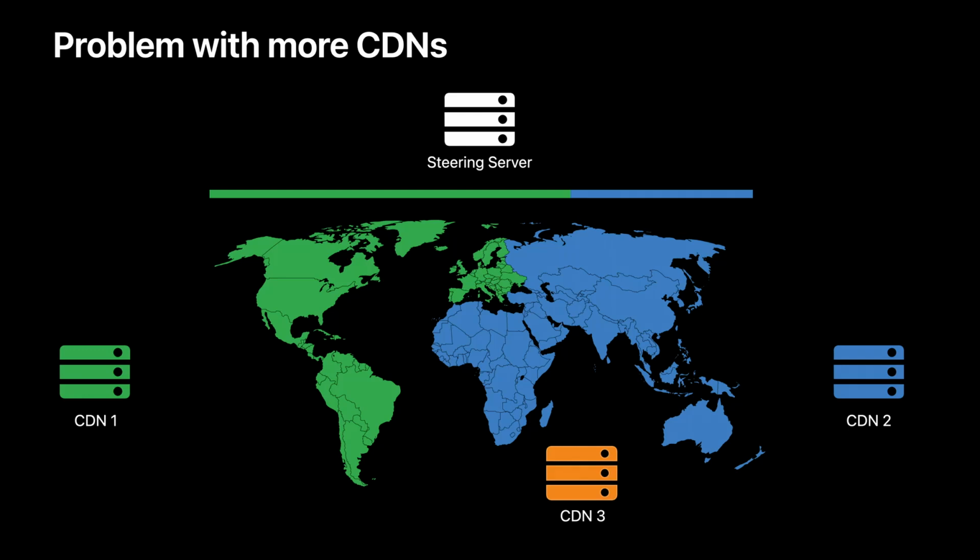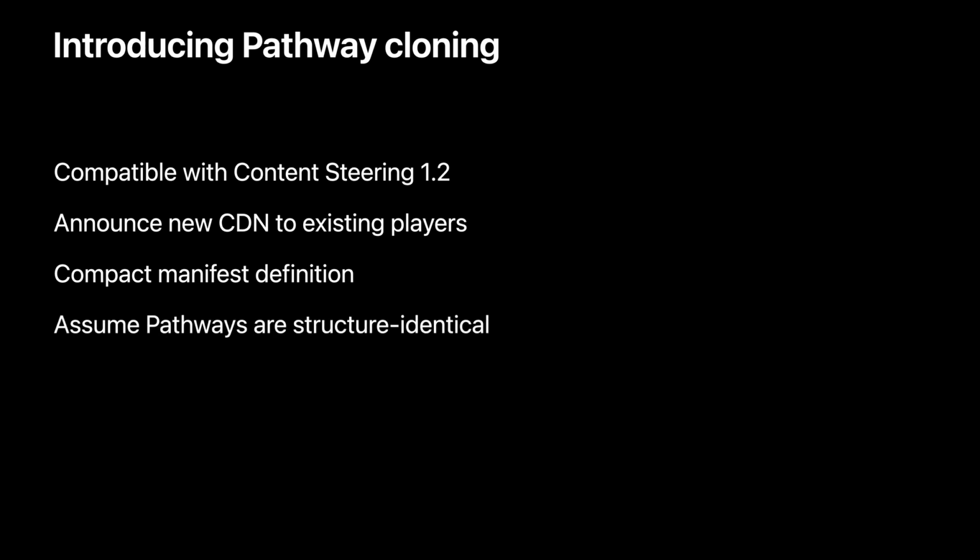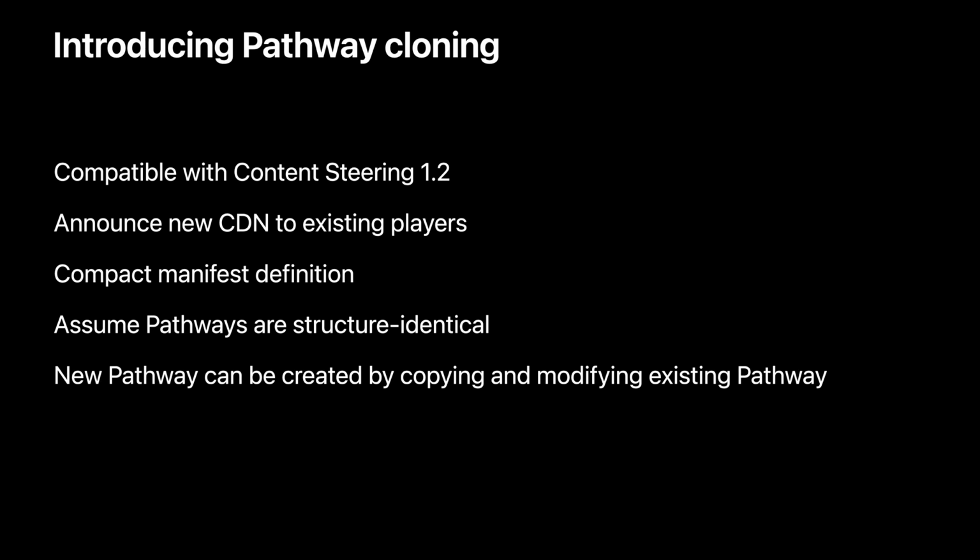So what can we do to tell our client players of the emergence of a new CDN? This is where our new pathway cloning feature comes in handy. It's a new feature with backward compatibility with Content Steering 1.2 introduced in WWDC22. With pathway cloning, the steering server can announce new CDNs to existing clients using a compact manifest definition. By assuming pathways are structurally identical, new pathways can be created by copying and modifying existing pathways.